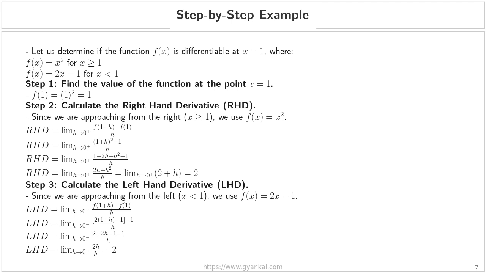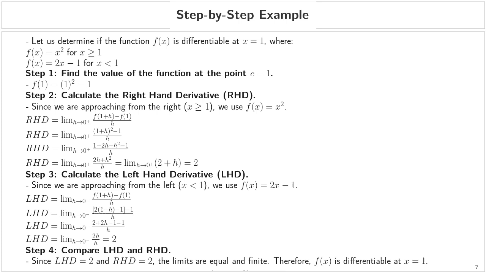f of 1 plus h minus f of 1, all divided by h. Substituting the expression, we get the limit as h approaches 0 from the left of 2 times the quantity 1 plus h minus 1, then subtracting the f of 1 value, which was 1, all divided by h. Simplifying the numerator, we have 2 plus 2h minus 1, all over h. This simplifies further to 2h over h. The h terms cancel out, leaving us with a left-hand derivative of 2.